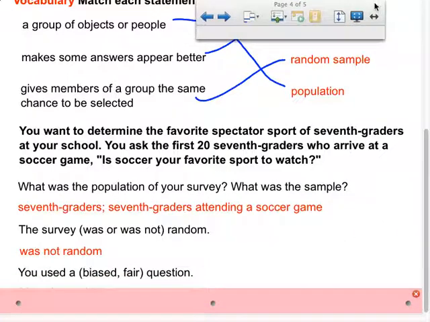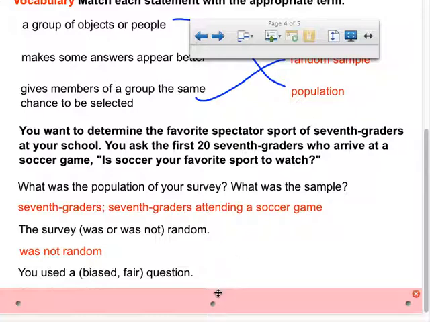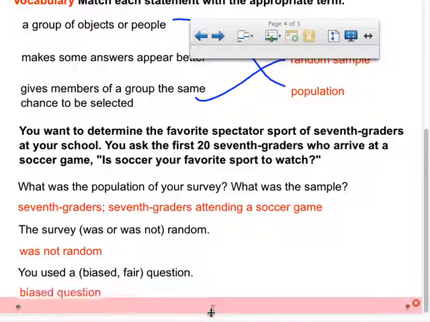Okay? Would you say that you use a biased or fair question? Here's a situational bias. You're asking people at a soccer game if soccer is their favorite sport, right? That's almost like, here's another situation. You go to a swimming pool and ask people, do you like to swim? Right? Wouldn't that be biased? Because the situation is what makes it biased. Does that make sense? Okay.